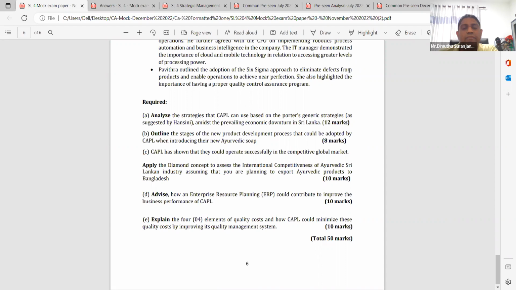Then D, advise how an ERP could contribute to improve the business performance of CAPL. E, explain the 4 elements of quality cost and how CAPL could minimize these quality costs by improving its quality management system. So your knowledge is being tested on quality costs.